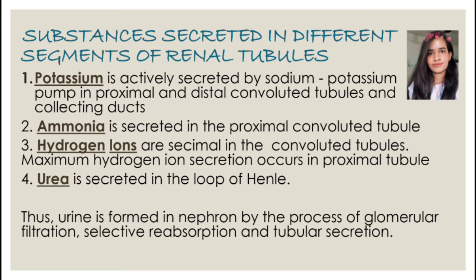Thus, the urine is formed in nephron by the process of glomerular filtration, selective reabsorption, and tubular secretion.